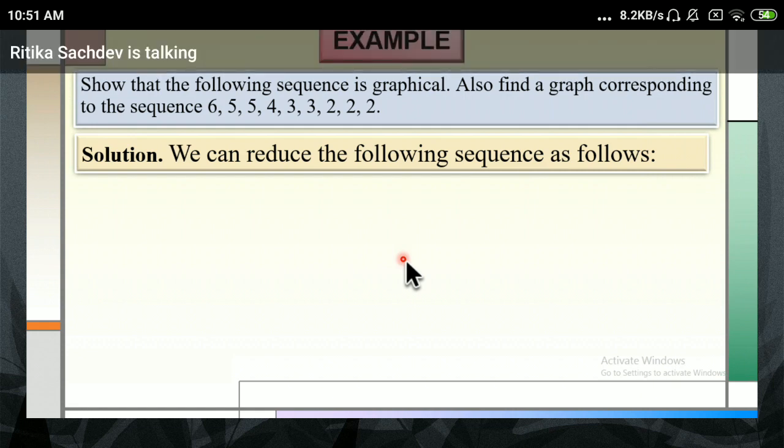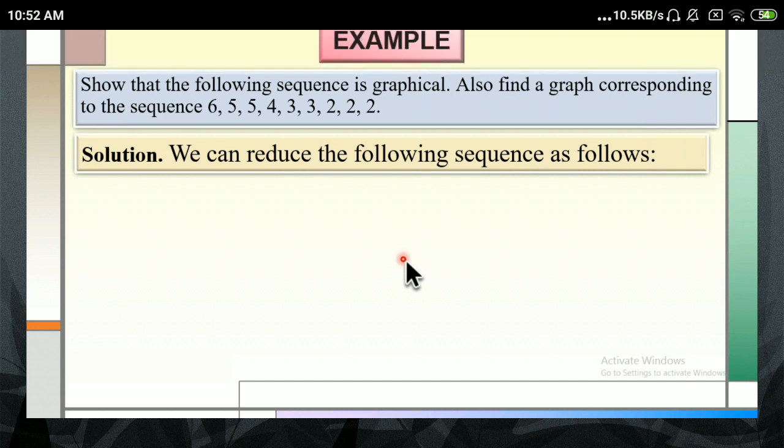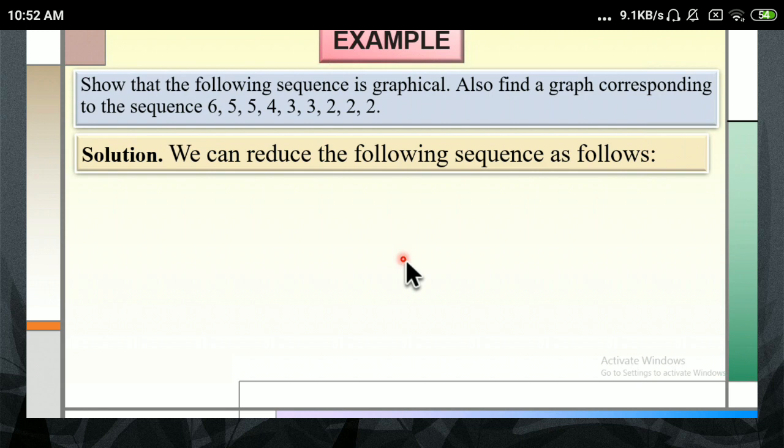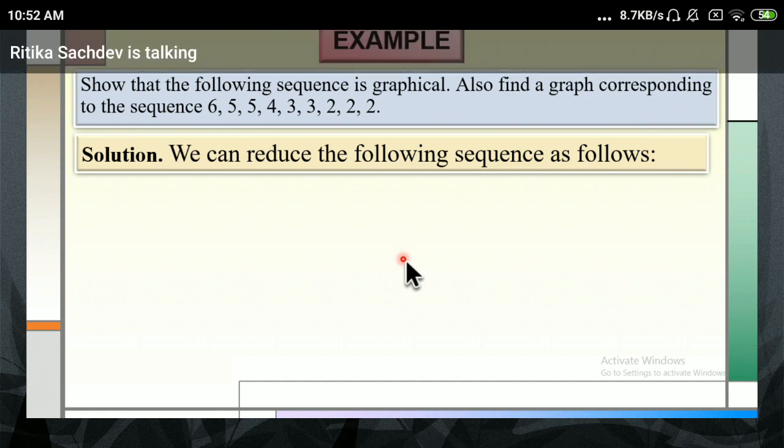The given sequence is 6 5 5 4 3 3 2 2 2. Can you give me the next sequence? The first sequence has 9 vertices or 9 numbers. The second sequence should have 8 numbers. So what will that 8 number sequence be?